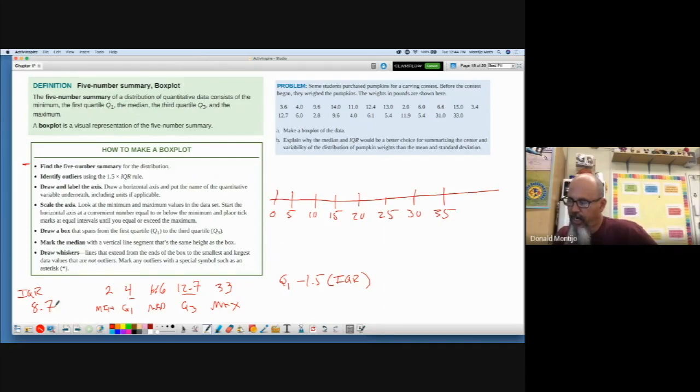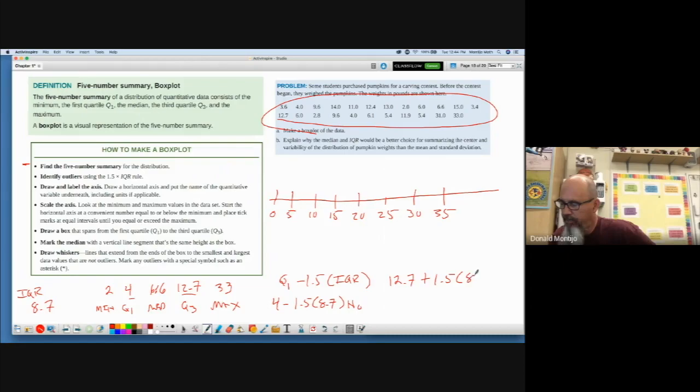So is there any number in this data set up here that is smaller than 4 minus 1.5 times 8.7? No, there are no low outliers. Are there any numbers in this data set up here larger than 12.7 plus 1.5 times 8.7? Well, that I don't know.